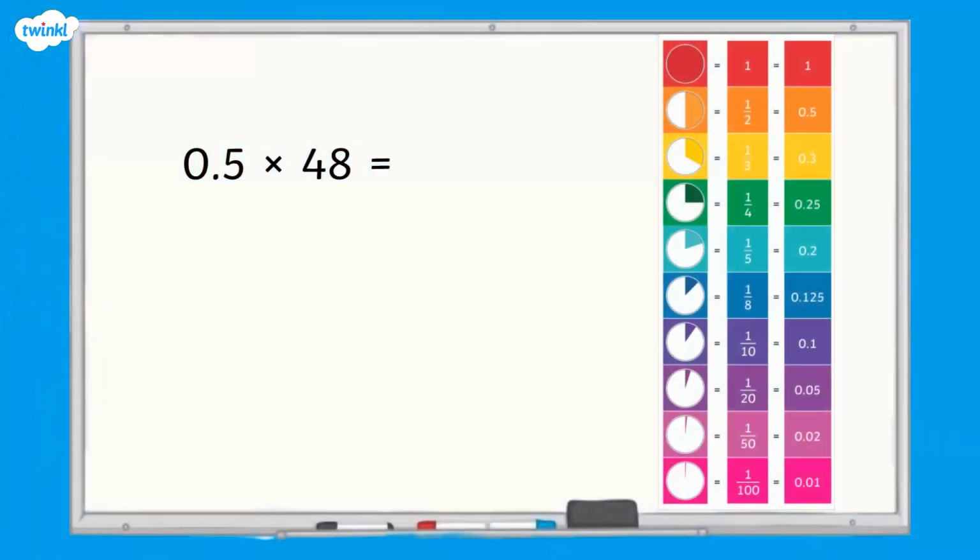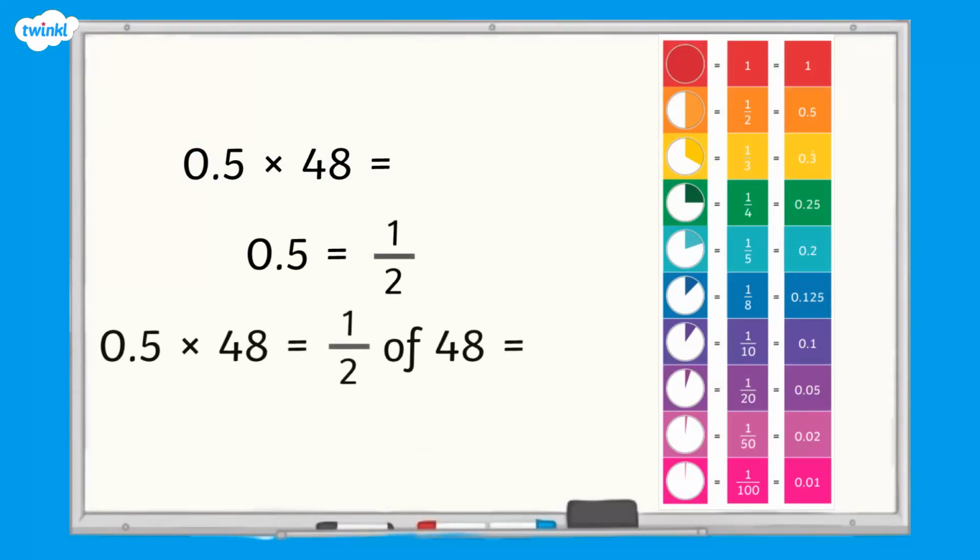If you want to calculate 0.5 multiplied by 48, we can use decimal and fraction equivalents. 0.5 is equivalent to half, so we need to calculate half of 48. Half of 48 is 24, so 0.5 multiplied by 48 equals 24.